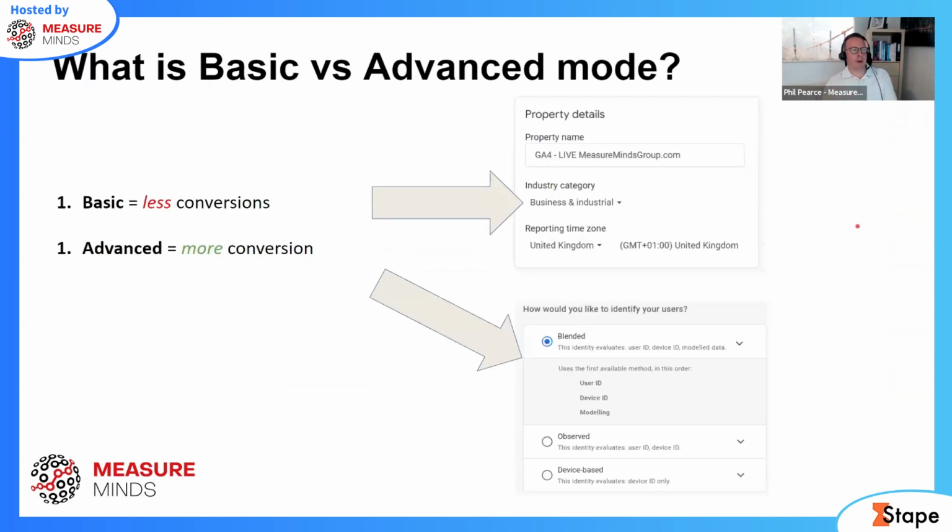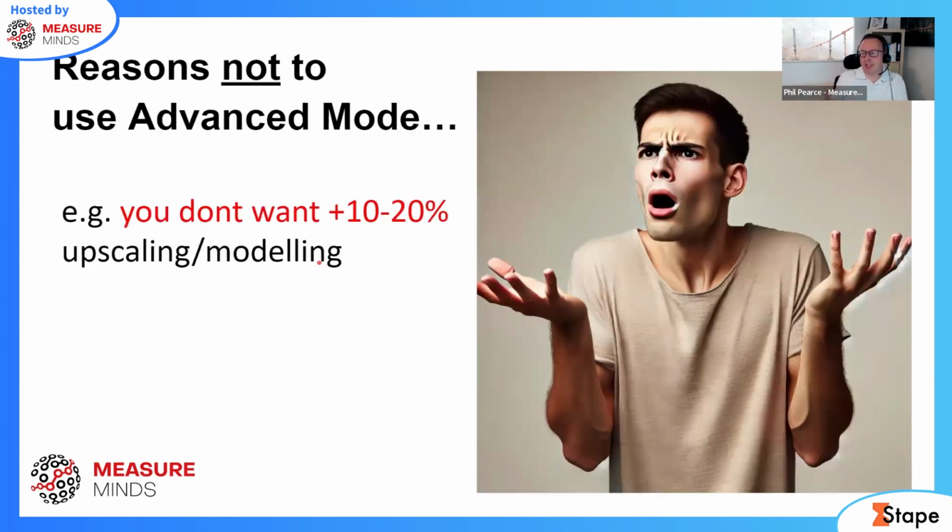When we talk about basic mode and advanced mode, basic mode is kind of using industry benchmarks for upscaling. Normally it's going to be fewer conversions that are upscaled and modeled. The same with sessions. Advanced mode is using data from your site and the deny pings to upscale the data. So here you see the blended and then modeling potentially active. Advanced mode, I would say, generally means that you're going to get more data modeled and the numbers are going to look better. So why would you not want to use advanced mode?